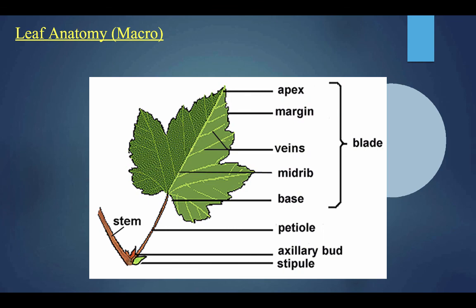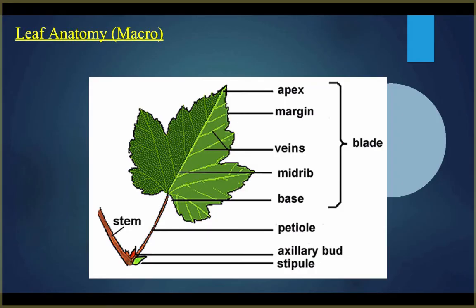Now, just a reminder of the leaf anatomy, of course. You have the apex at the top here. The margin is at the end. The veins are the lines that you can see on the underside. The midrib goes down the middle. And then this is the base. That's where the leaf starts. All of this together is the blade. And then when you add the petiole to it, and you look at the axillary bud that's here and that little stipule on the bottom there, that whole structure is what we call a leaf.